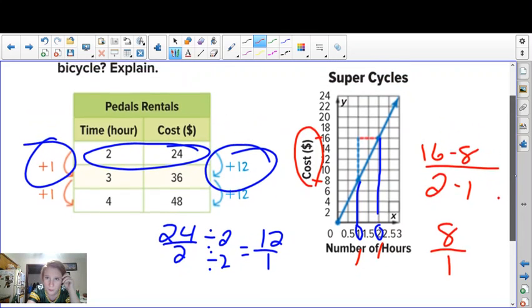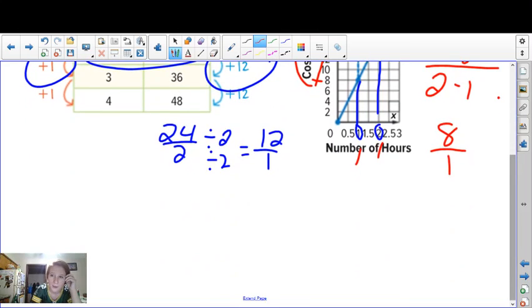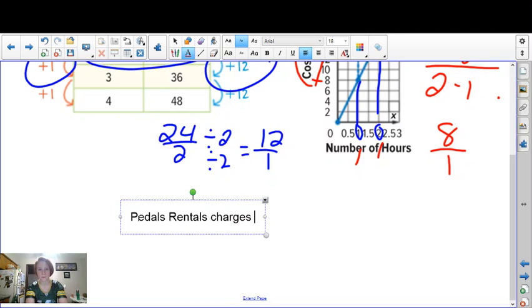But what was the original question? Which store charges more per bike? Well, Pedal Rentals, they always have to be cute, cost me $12 per hour, whereas Supercycle costs me $8 per hour. In my opinion, $12 per hour costs more. It is more expensive. So Pedal Rentals charges more per bike. And we're done.